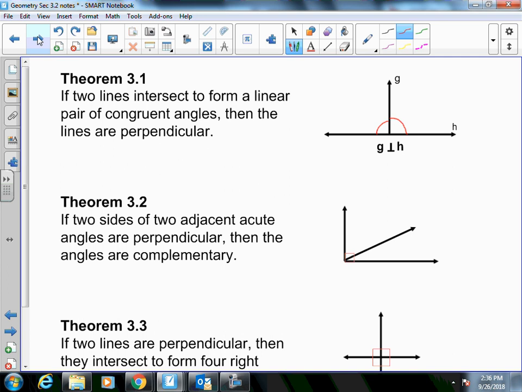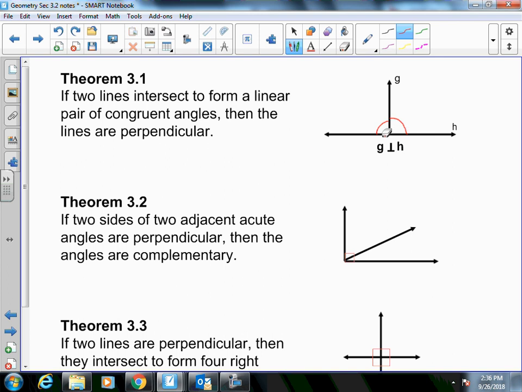They're supplementary, right? So if I have a set of linear pair angles and they're congruent to each other, remember these little tick marks right here are telling us that this angle is congruent to this angle. And so if those two angles are congruent and the total is 180, then if you divide 180 by 2, we get what?